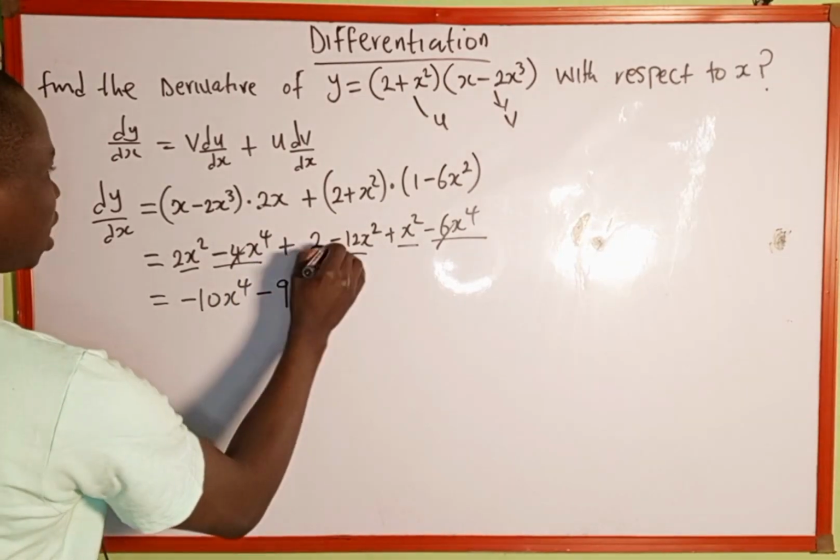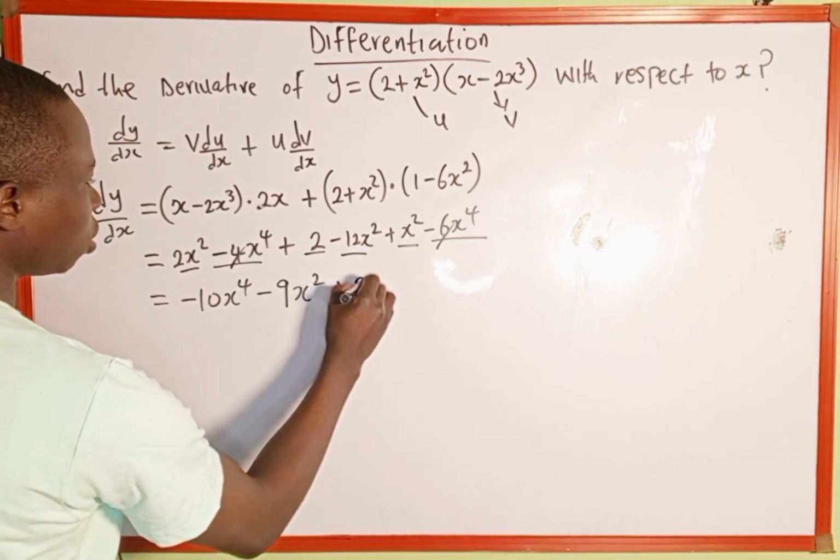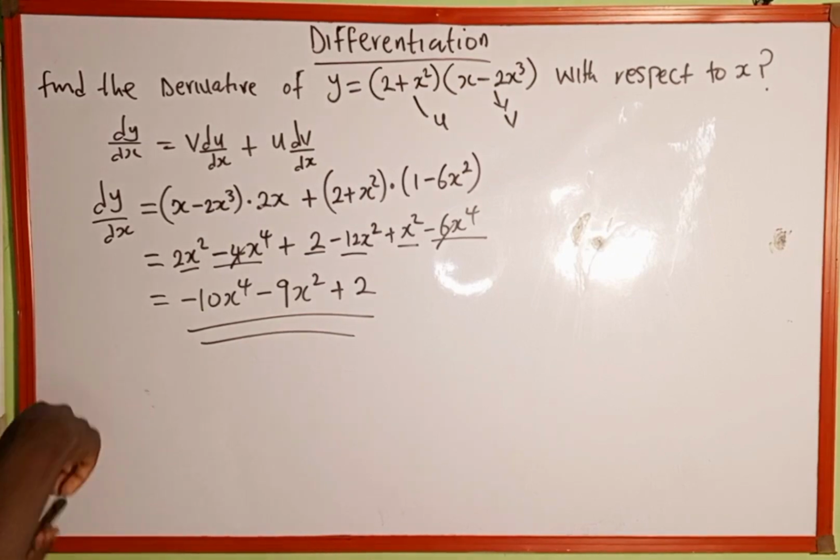Then the constant here is just only this 2. And 2 is positive, so we bring this positive 2. So here's the derivative of this function with respect to x using the product rule.